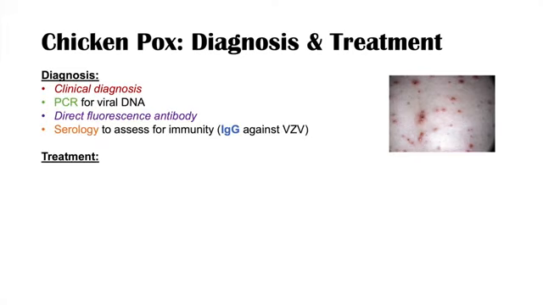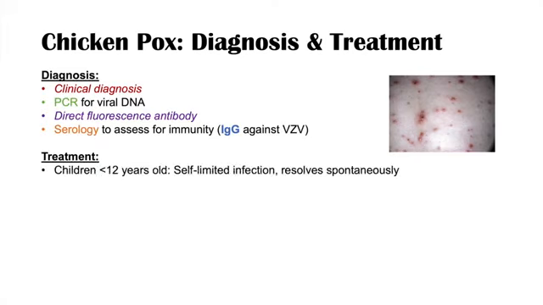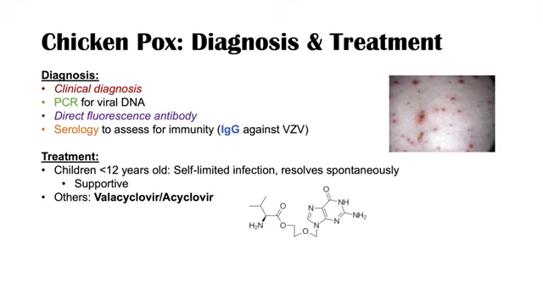So how do we treat chickenpox? If a child has chickenpox and they are less than 12 years of age, generally speaking, it is a self-limited infection and resolves spontaneously. So treatment is supportive for these individuals. We let these individuals resolve spontaneously. For other individuals older than 12 years of age, we can use valacyclovir or acyclovir to treat these individuals.